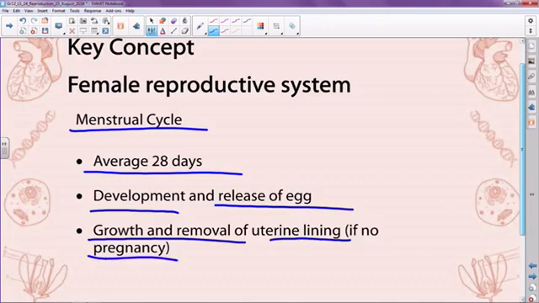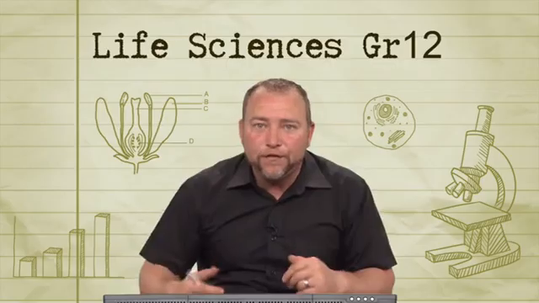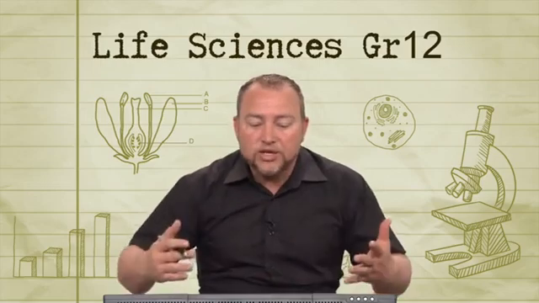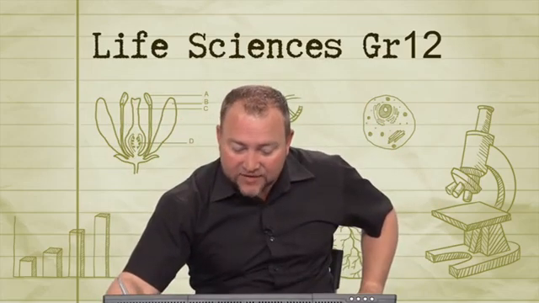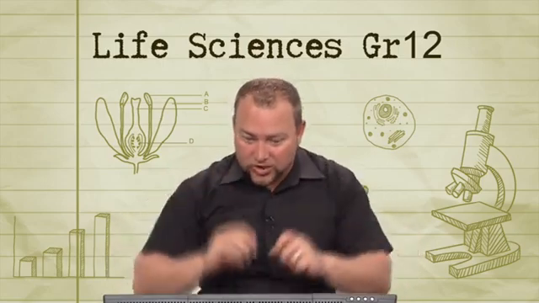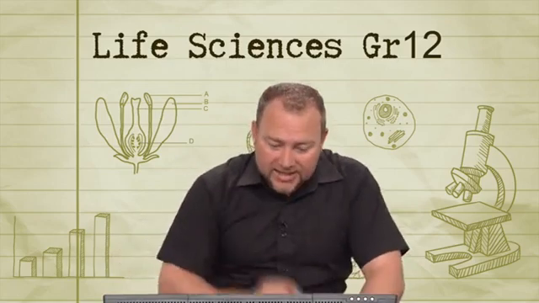Okay, so it takes 28 days. It's the making and the getting rid of an egg, and the making of the uterine lining and getting rid of it if the egg is not fertilized. That's what the menstrual cycle is. Now, this is the best picture. They love using this because they've given you everything with it. Try this out. They can go crazy with this, and all of this works together. Okay, so let's have a look at it.